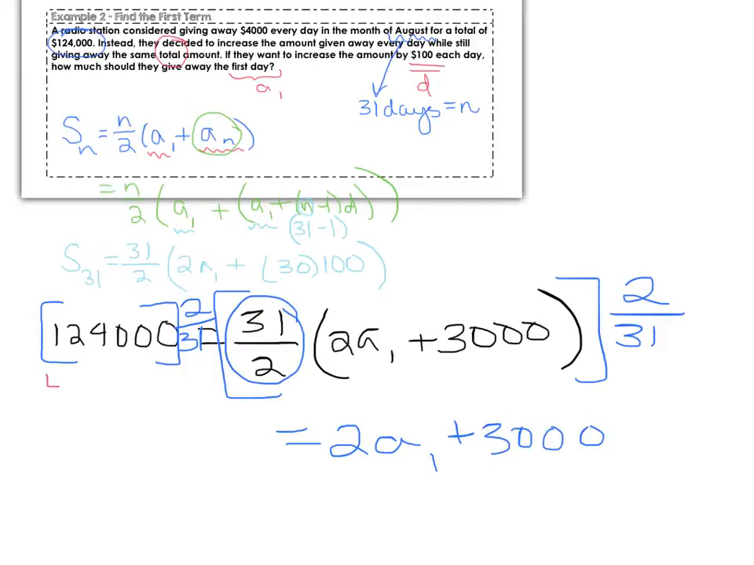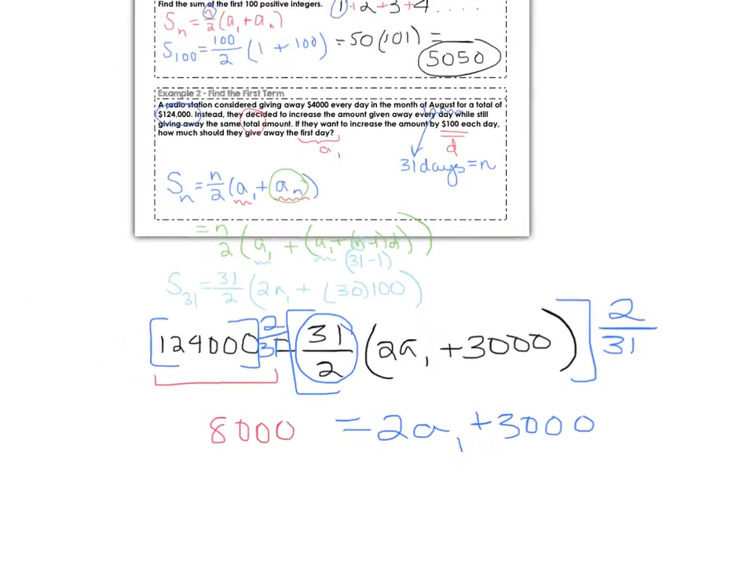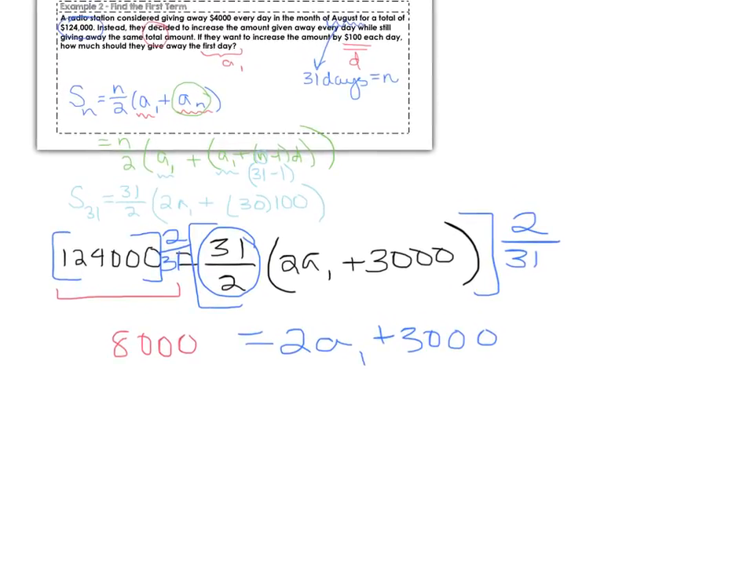124,000 multiplied by 2 over 31 is going to simplify to 8,000. Essentially what we just did was we multiplied by 2 and divided by 31. Alright, so now we just need to isolate the variable that we're looking to solve for. So we're going to subtract 3,000 from both sides.